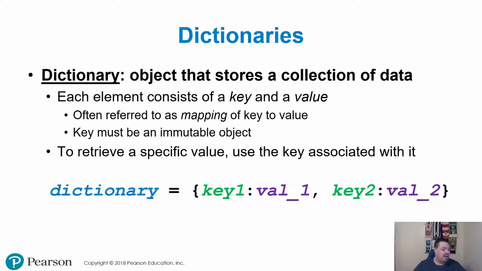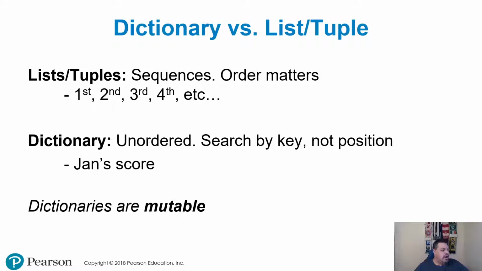So if you look here, what we have is dictionary equals, key one, colon, the value of key one, comma, key two, colon, the value of key two. And at first glance, aside from the use of the curly brackets, it would look a lot like a two-dimensional list, like we used with the coordinates x and y's, but they're a little different.